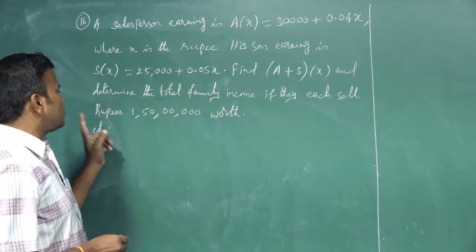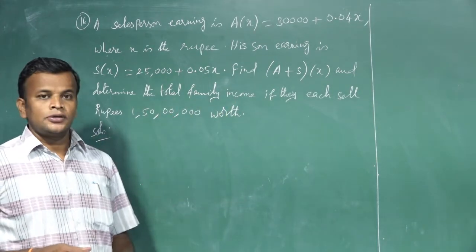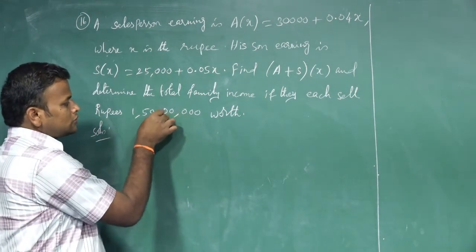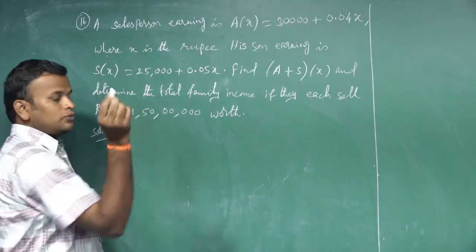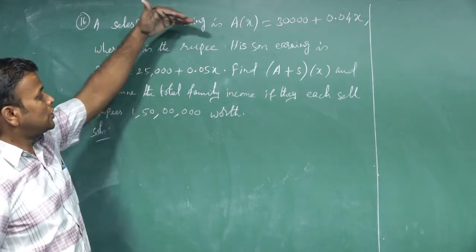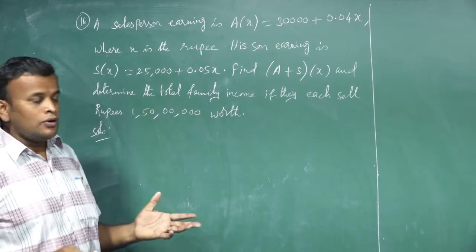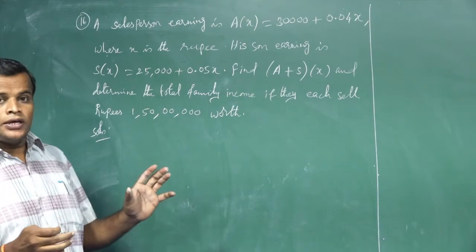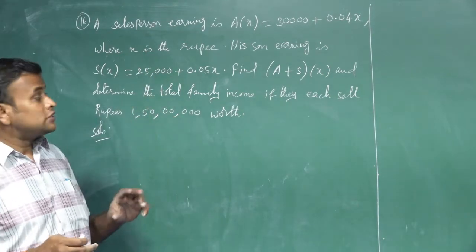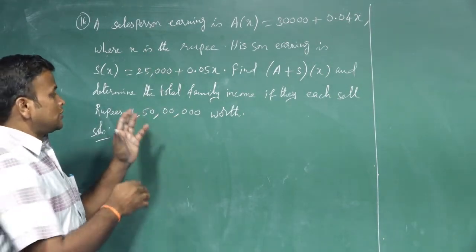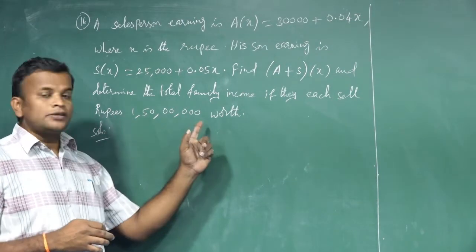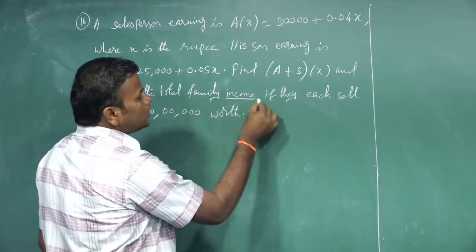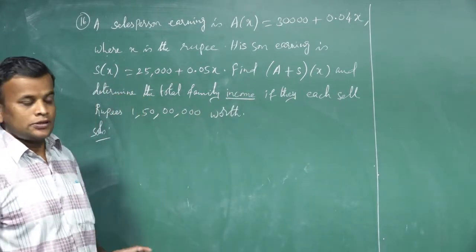If they each sell a rupee, 1 rupee is given, we count what is the total amount: ones, tens, hundreds, thousands, ten thousands, lakh, ten lakh, crore. Suppose the person and the son both sell 1 crore 50 lakhs worth. What is the total income of the family is our question.